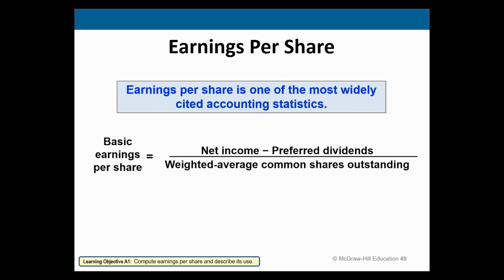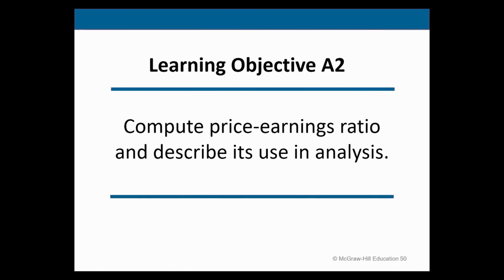The weighted average common shares outstanding is measured over the income reporting period. Its computation is explained in advanced courses. So the basic earnings per share is the net income minus preferred dividends over the weighted average common shares outstanding. Then we'll learn how to compute price earnings ratio and to describe its use in analysis.